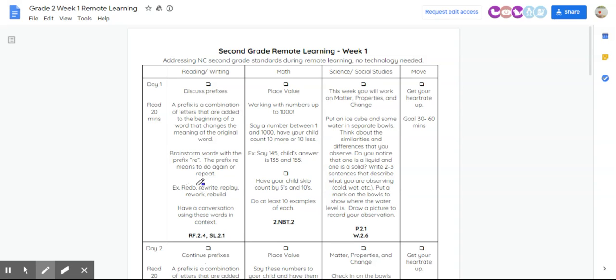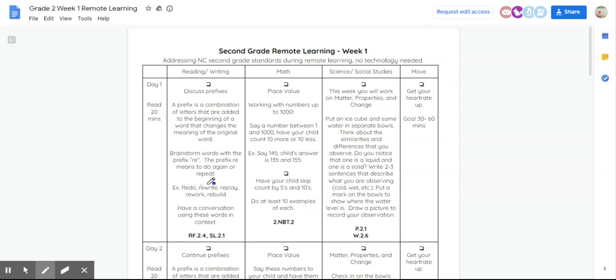So let's look at the word redo. If you look at the base word do, if you do something, that's you actually acting it out. But if you redo it, you're going to do it again. You're going to do the activity again. So the word do changes because of the prefix re. That means you're going to do it again.